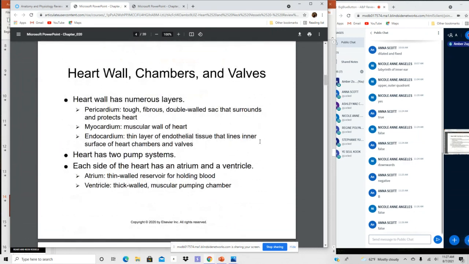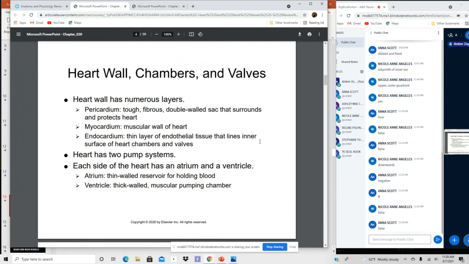The heart wall has numerous layers. There's the pericardium, which is the tough, fibrous, double-walled sac that surrounds and protects the heart. There's the myocardium, which is the muscular layer of the heart, and there's the endocardium, which is a thin layer of endothelial tissue that lines the inner surface of the heart chambers and valves. So the endocardium is the innermost layer, and the pericardium is the double-walled sac that lines the outside of the heart.